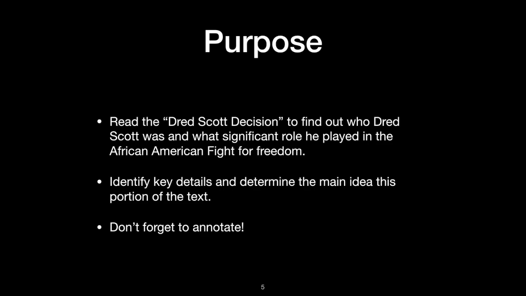So what's the purpose of our lesson today? Well, we're going to read the Dred Scott decision to find out who Dred Scott was and what significant role he played in the African-American fight for freedom. Also, we're going to be identifying key details and determining the main idea of this portion of the text. Don't forget, guys, annotate and notate.